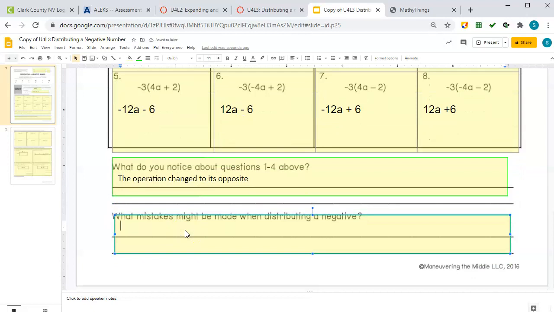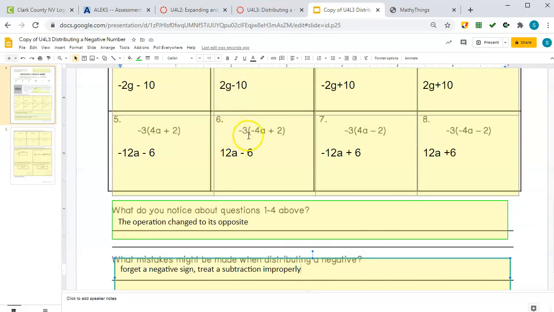Well, what are some of the mistakes that someone could make? It's probably pretty easy to forget a negative sign, or treat a subtraction improperly. And that's why we often try to think of everything in terms of writing it as the addition of the opposite. Okay? Now, some people also multiply the first term, and then they forget to multiply by the second term. So that could be another mistake.